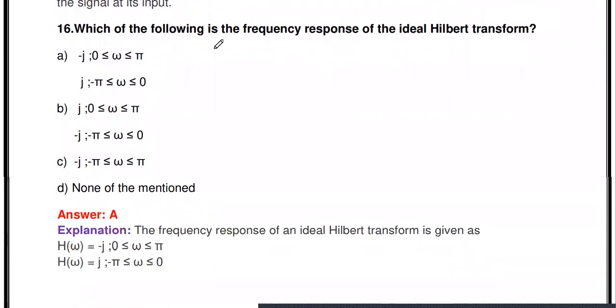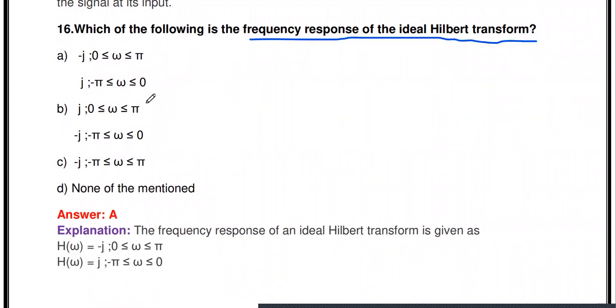The ideal Hilbert transform can produce a phase shift of 90 degrees to the input signal. Then, which of the following is the frequency response of the ideal Hilbert transform? We discussed the frequency response of the differentiator. What is it? It's j omega for omega between minus pi to pi. Similarly, the frequency response of the ideal Hilbert transform is this one.